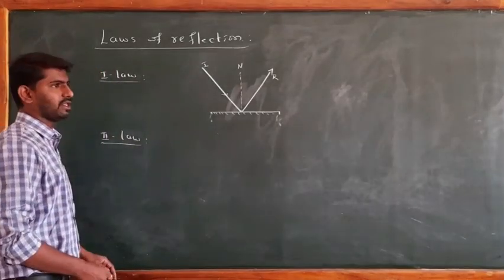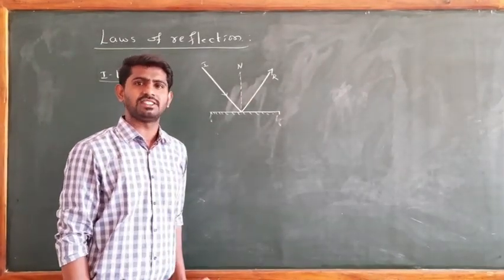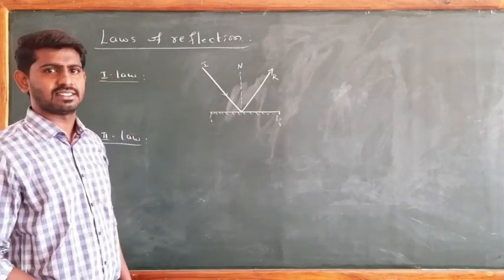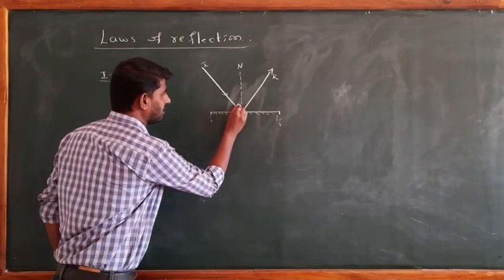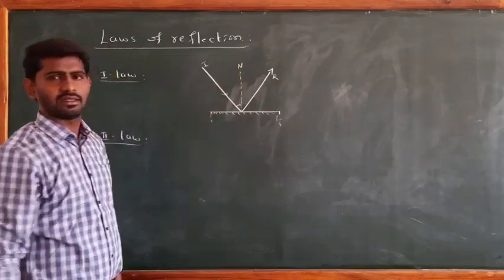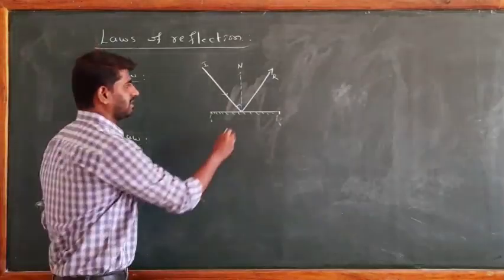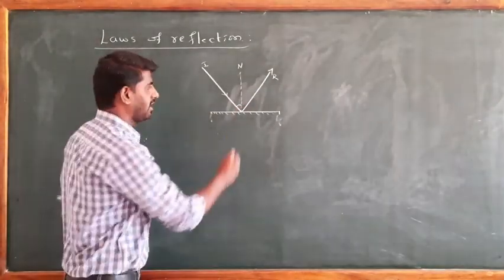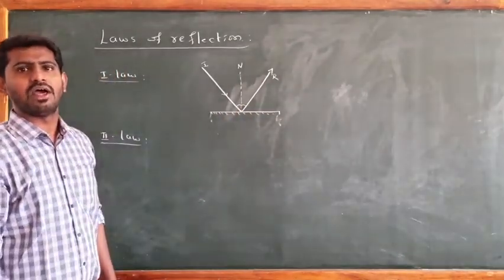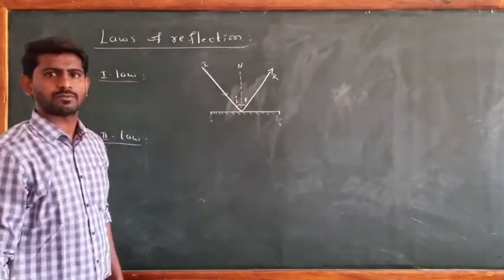And the second law is about the angle of incidence and angle of reflection. What's the angle of incidence? The angle made by the incident ray with the normal line is called the angle of incidence. And the angle made by the reflected ray with the normal is called the angle of reflection. This is the angle of incidence and this is the angle of reflection.